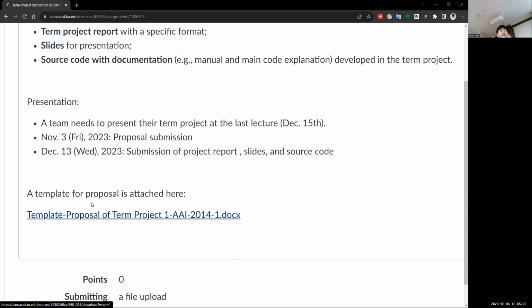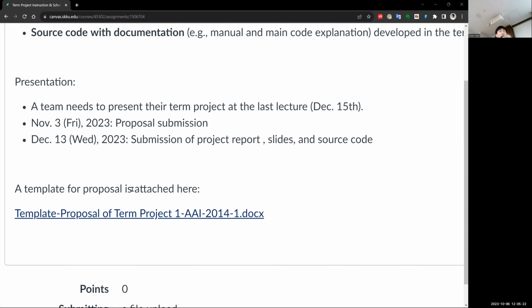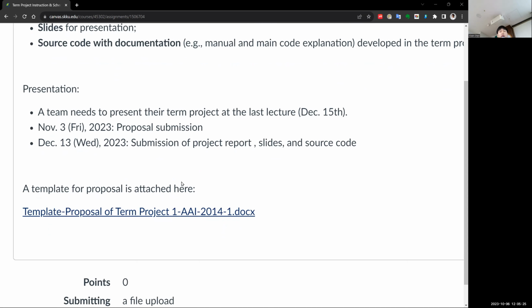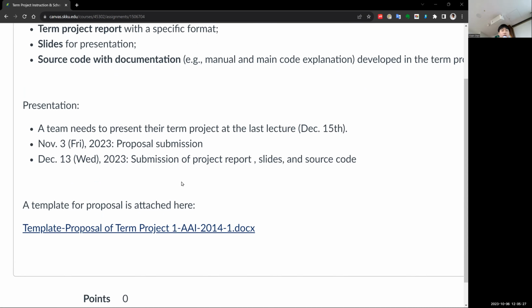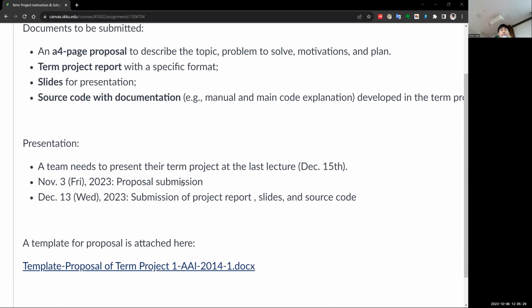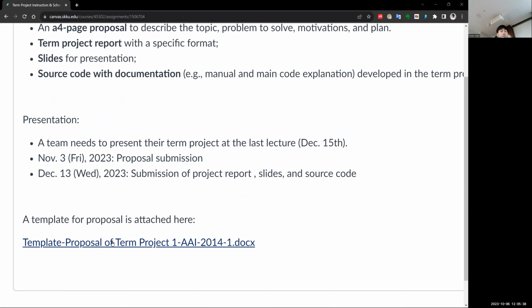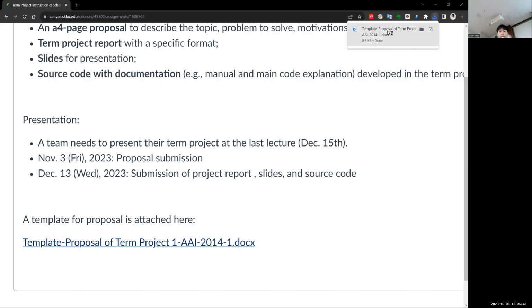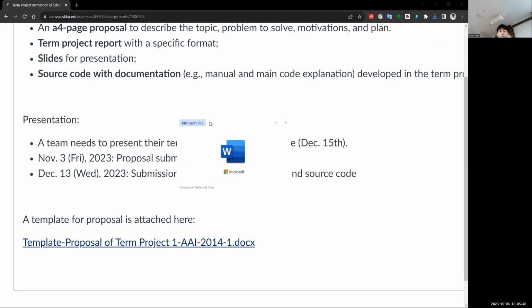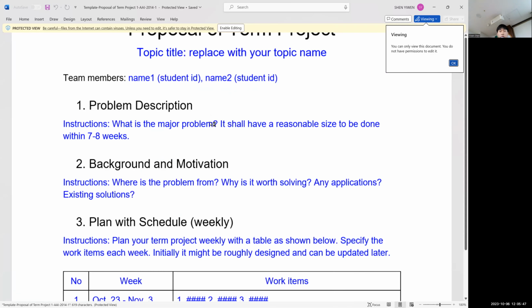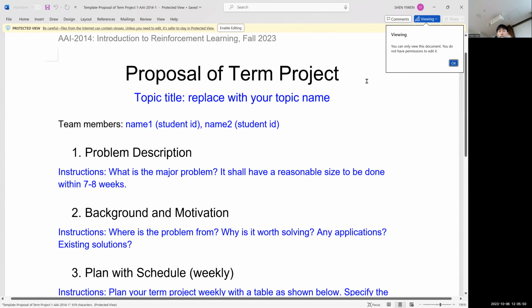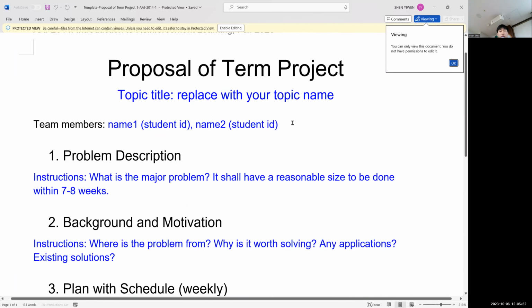I already attached this template here in iCanvas, so you can download it. It's an MS Word file, and you can fill it out and submit your proposal before the deadline, with any topic you are interested in working on this semester. So let me just download it. I already provided this template.